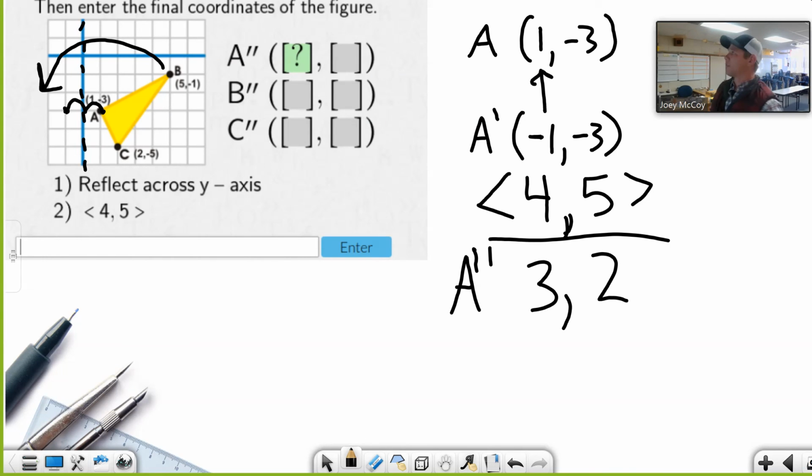Now, each of these combinations of moves and transformations all behave the same, but you have to pay attention to where the coordinates started, do each transformation step by step, and make sure that you don't make any simple math errors.